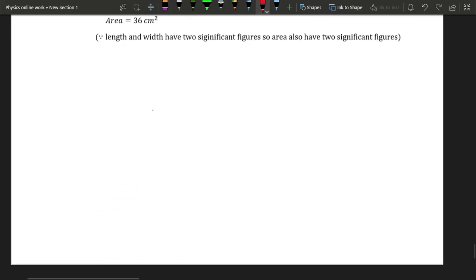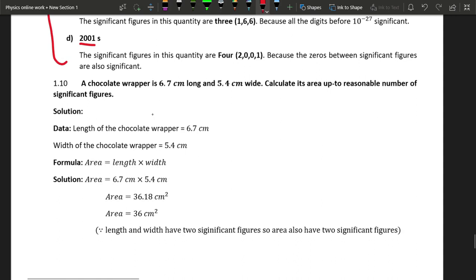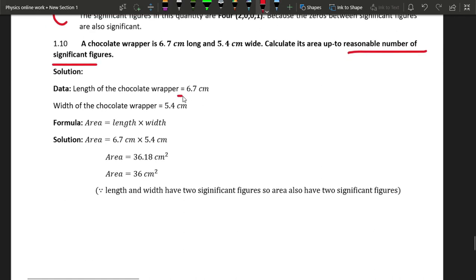So now our last question of this exercise is: a chocolate wafer is 6.7 centimeter long and 5.4 centimeter wide. Calculate the area up to a reasonable number of significant figures. First of all, we write the data. We have the length of the chocolate wafer and the width of the chocolate wafer, and area can be found by length multiplied by width. Now simply multiply 6.7 with 5.4, we get 36.18 centimeter square.